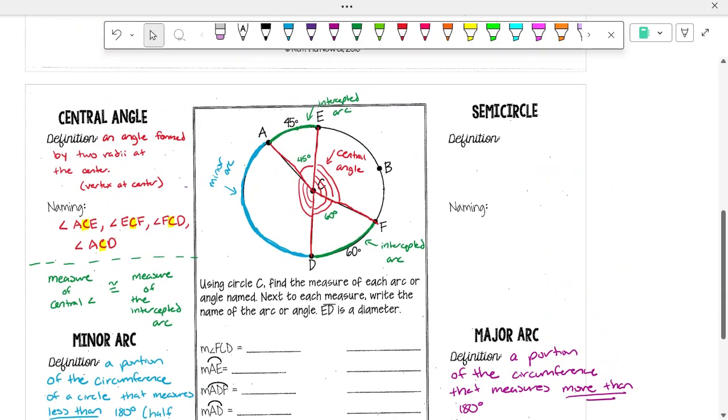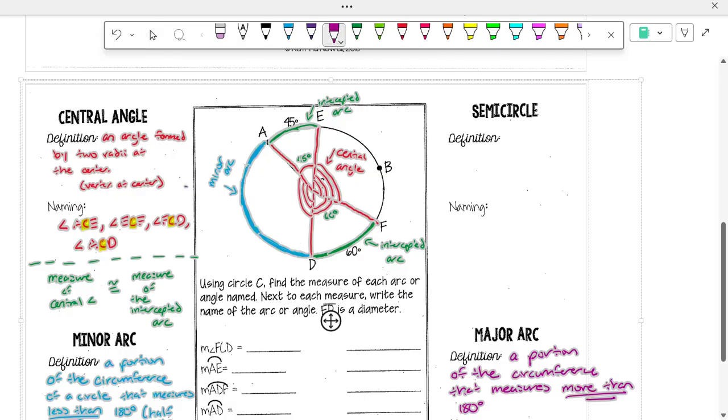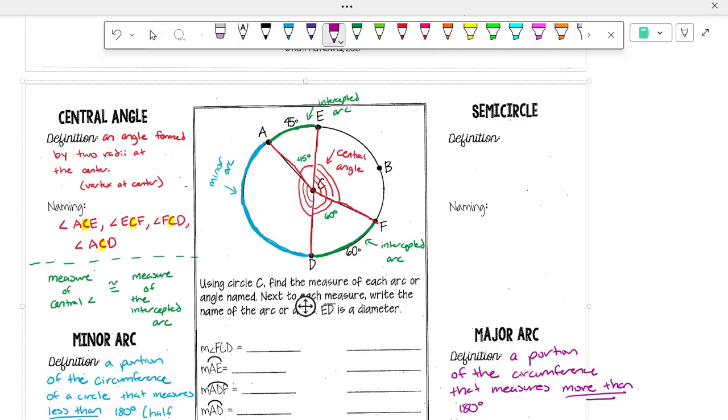So, for example, if I go back up to my circle, still using AC, the shorter distance from A to C is our minor arc. But if you look, there's another arc that can be formed between A and C. This arc right here, if we go all the way around the other end of the circle, where there's no blue, that is our major arc, because if you eyeball it, it definitely looks greater than 180 degrees.